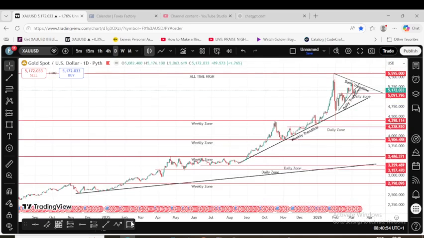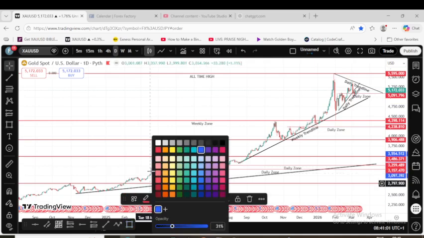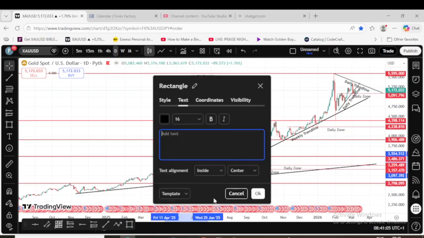Here we have a range. This is like a correctional move followed by an impulsive move. So we'll just identify this as our trend origin. Even though this is not the real trend origin, the trend origin is so far away that we'll just find a substitute.